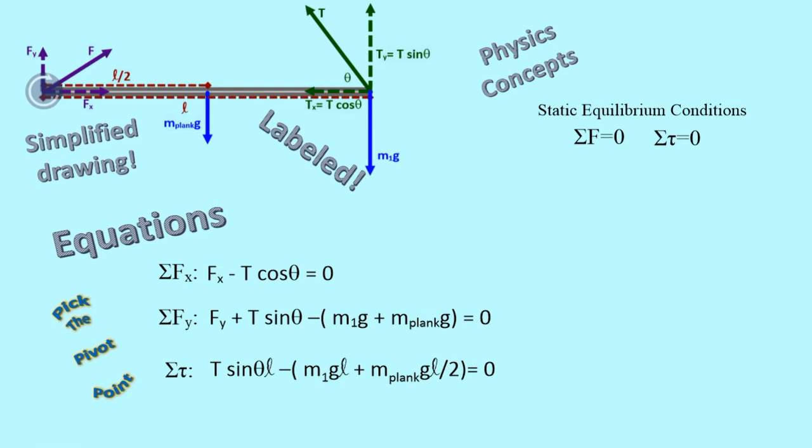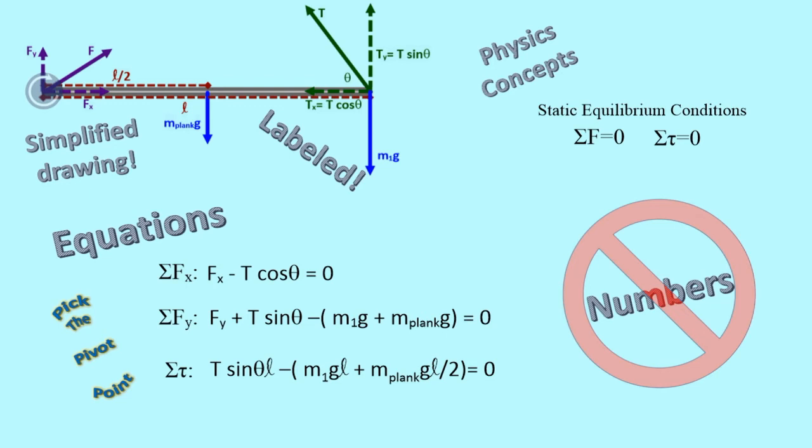Now, the torque due to tension is T sine theta, as it's the perpendicular part of the tension, times the length. And then the other torques are going to be the weight of the sign itself and the weight of the plank. Now, those act at a distance from the plank of L over 2, because that's the center of mass, and the sign itself at the length of the pole.